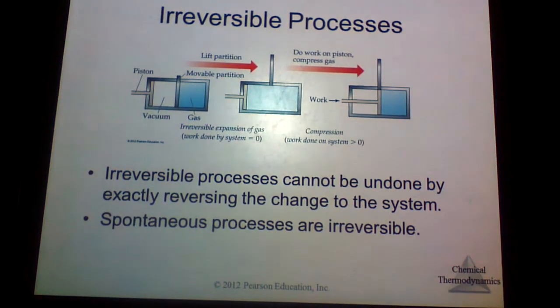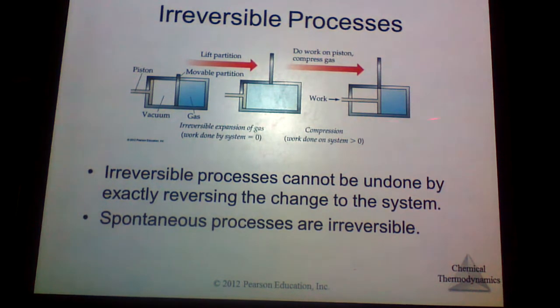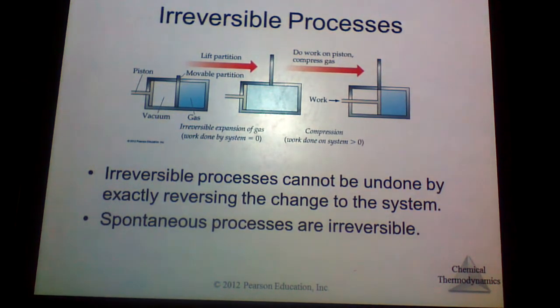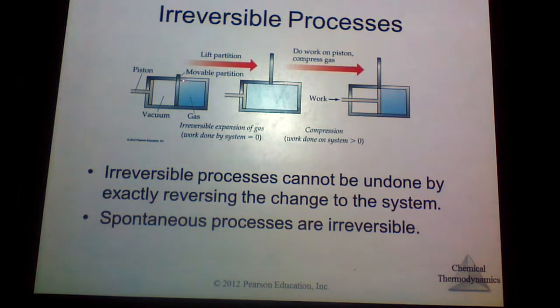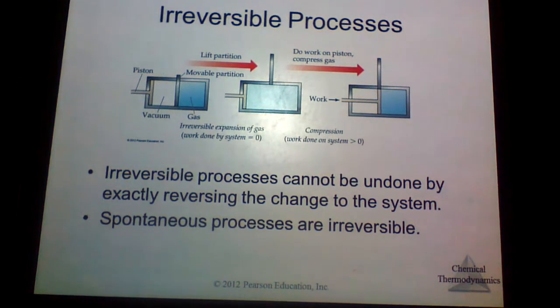In the cylinder piston arrangement, I have the piston on this side, and it's able to move. I have a movable partition here. I have half of it with gas and half of it filled with a vacuum. Let's say that I move this partition. I know then that the gas is going to start to spread out into the vacuum. I see that here. I've lifted the partition, and now this gas has expanded into this piston.